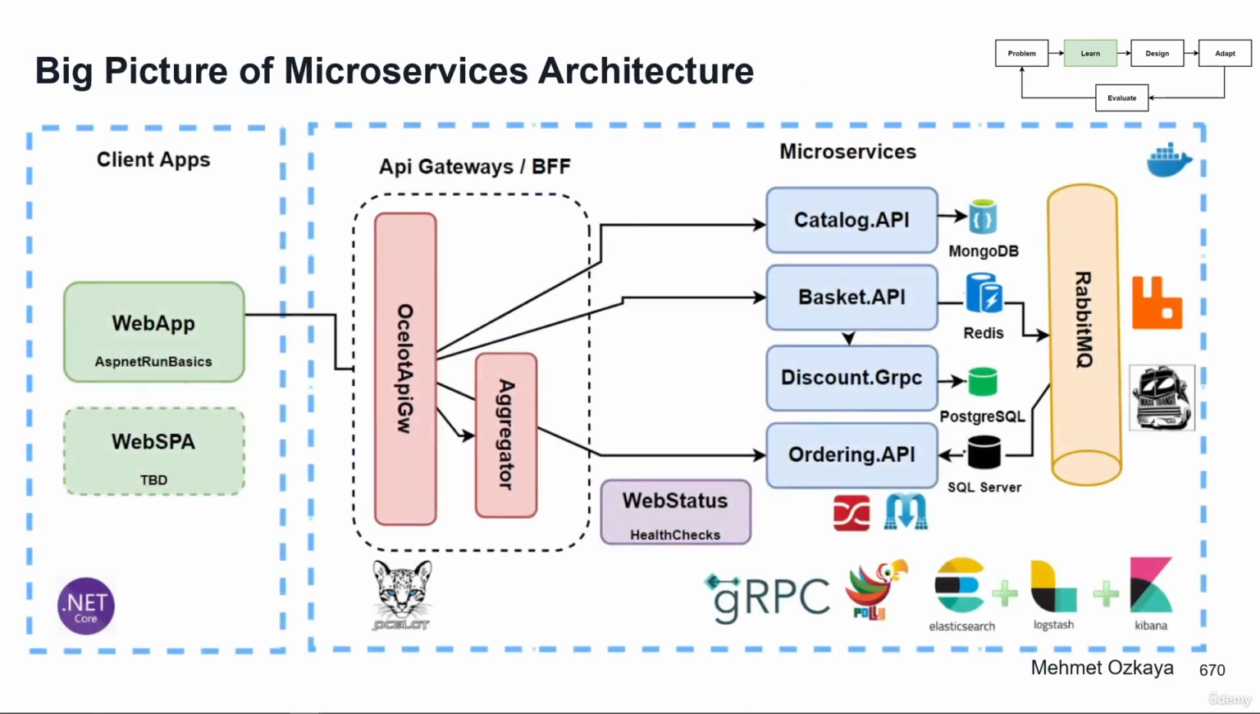So let's look at the big picture of the implementation of the e-commerce application in the .NET environment. Basically there are a couple of microservices which implement the e-commerce application modules, which are the catalog, basket, discount and ordering microservices. We will see all of these microservices during the course, and they use different database technologies, NoSQL and relational databases. For example, MongoDB and Redis are the NoSQL databases, and PostgreSQL and SQL Server are the relational databases used by the microservices.